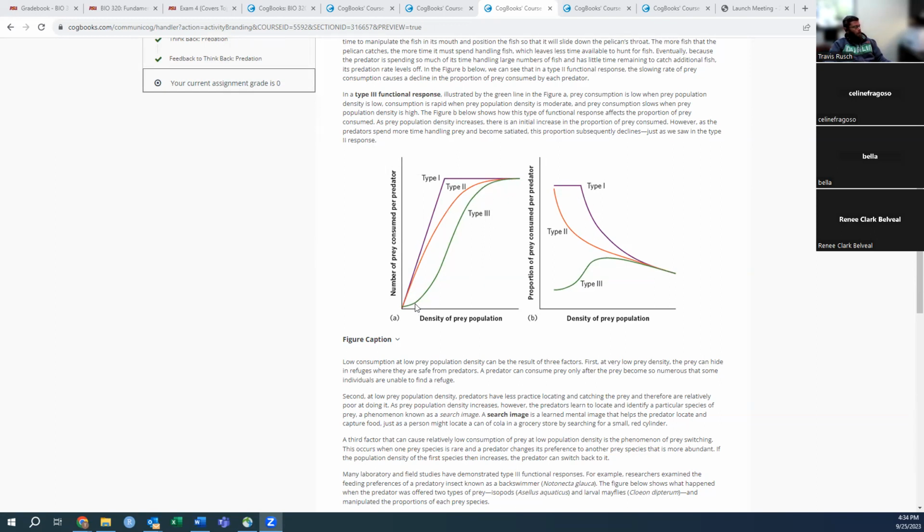And then type 3, we see it's a little different. We have this S-shaped curve, so we kind of have the opposite effect. At low prey density, the number of prey consumed is lower, but then it increases and then it begins to level off. So why would a low prey population cause a low prey consumption rate?